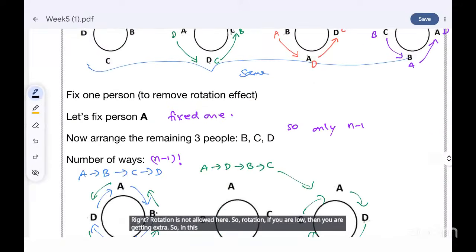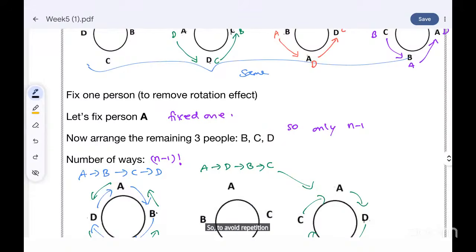So in this case, what is happening? We are fixing 1 so that no repetition is happening. To avoid repetition, we are fixing 1 and hence that 1 is reduced from the total. So you have n minus 1 factorial. So is it clear? Shall we proceed?